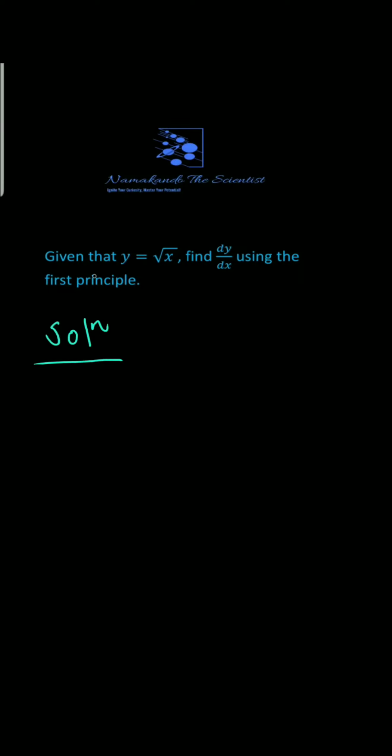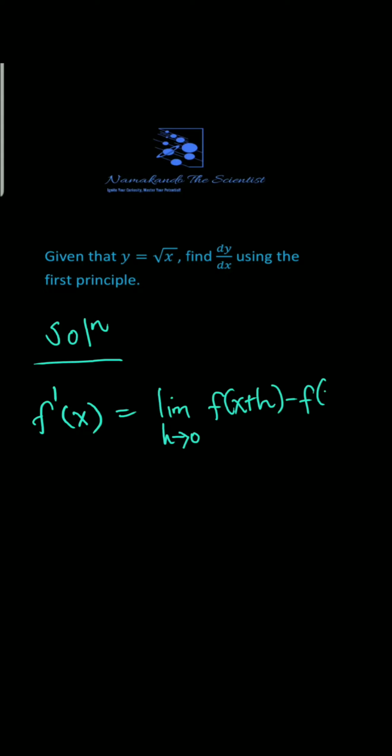Given that y is equal to the root of x, find dy/dx using the first principle. So this is how we're going to solve our question. Now we know that dy/dx is the same as f prime of x. So we'll say f prime of x is equal to the limit as h approaches 0 of f of x plus h minus f of x over h.